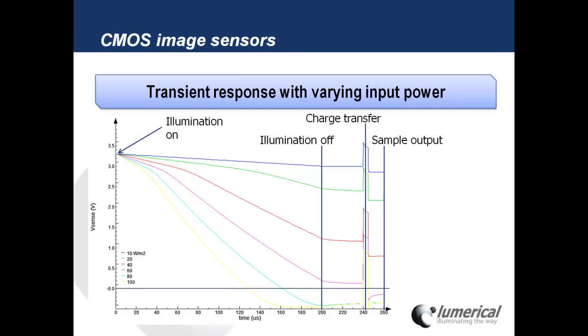And so from this we can look at a variety of characteristics of the device, and for example we notice that if we have illumination which is too large, then we've simply oversaturated the device.